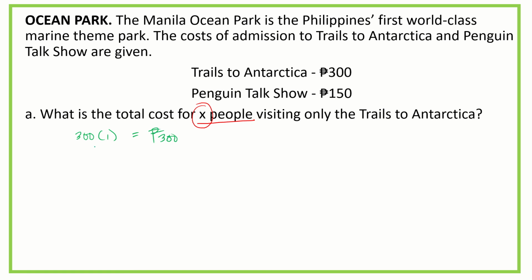So 300 times 1, that means 300 pesos. If there are two persons visiting the Trails to Antarctica, that means 300 times 2. So that would be 600. If there are 3 persons who will be visiting, so 300 times 3. So you will get 900. And so on. If we don't know the number of people who will be visiting Trails to Antarctica, we represent that with a variable. And that is the 1, 2, 3 here. So that would be 300 times x. Or in other words, it's 300x. So this is our answer.